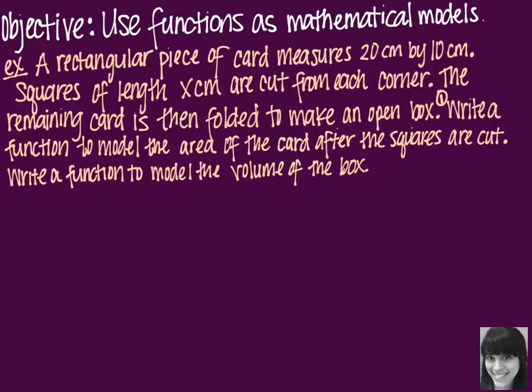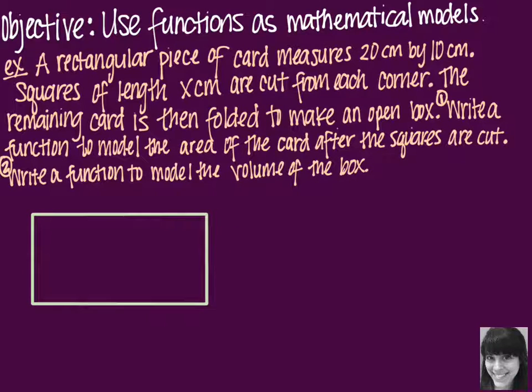First, we're going to write a function to model the area of the card after the squares are cut. Second, we're going to write a function to model the volume of the box. Okay? So the first thing I'm going to do is make a picture, because I don't know what this looks like. So I'm going to make a rectangular piece of card. It says that it's 20 centimeters by 10 centimeters, so I'm just going to label that 10 by 20.